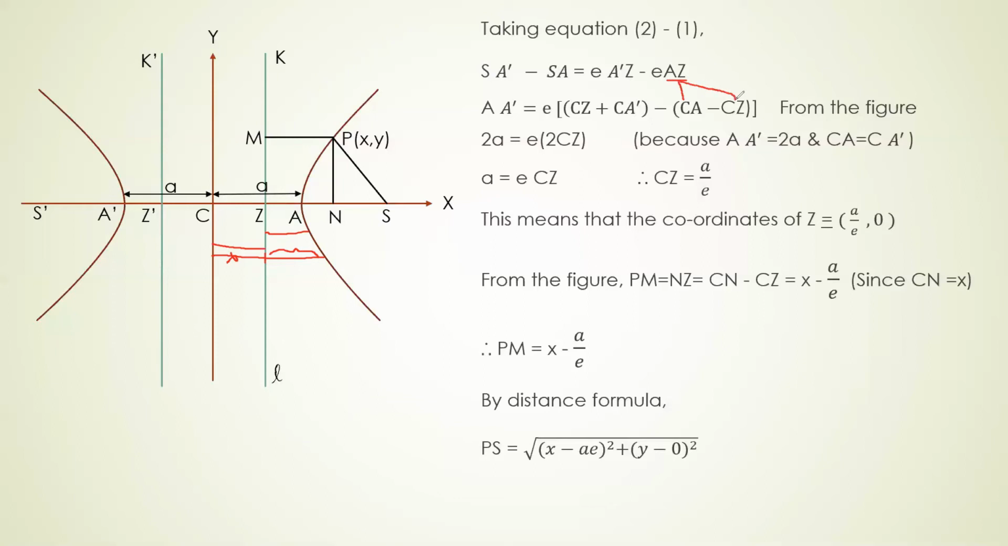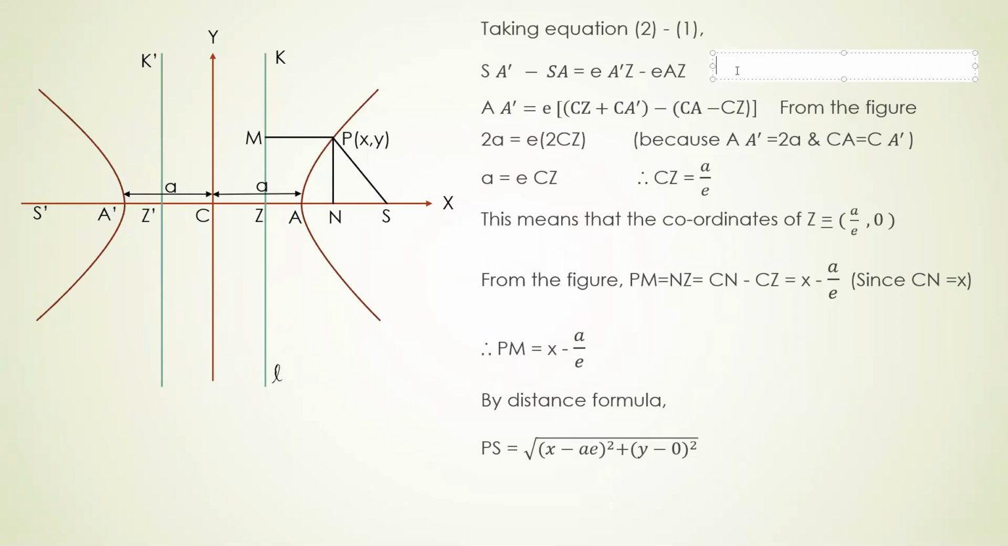Now A dash we already know, this is my A dash. So here it is A plus A. So A dash value will be equal to 2A. Now we will open this bracket. When we open this bracket, we are going to get it like this.